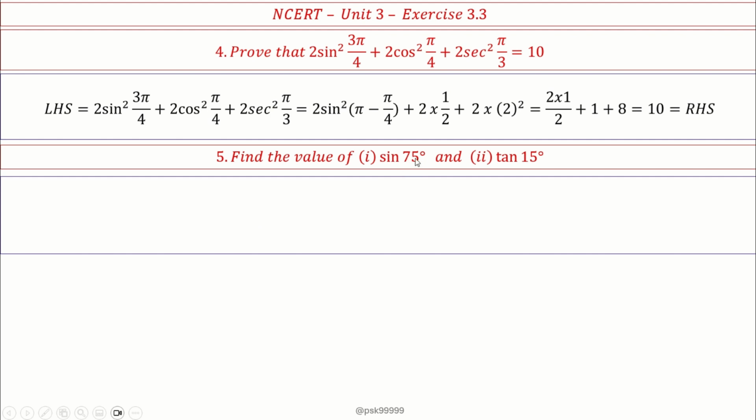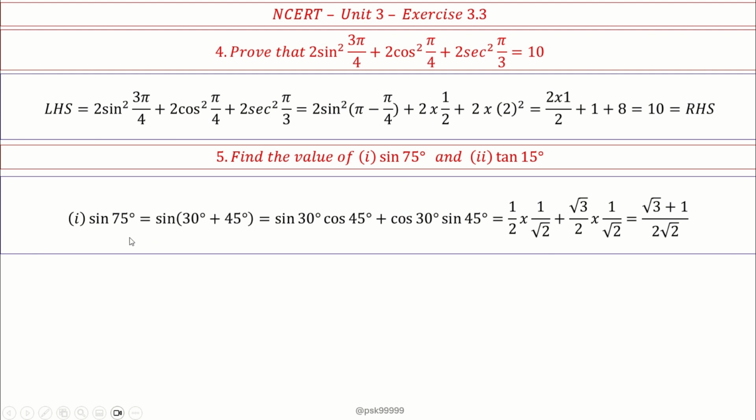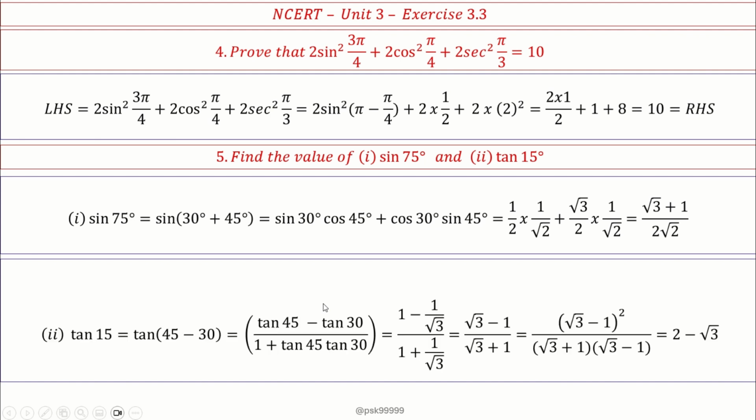How to get sin 75? 75 you can write as 45 plus 30, right? So sin(30 plus 45) is nothing but sin 30 cos 45 plus cos 30 sin 45. You substitute the values and you will get this. And then tan 15, tan 15 is this value.